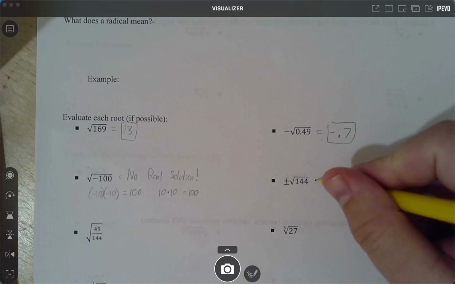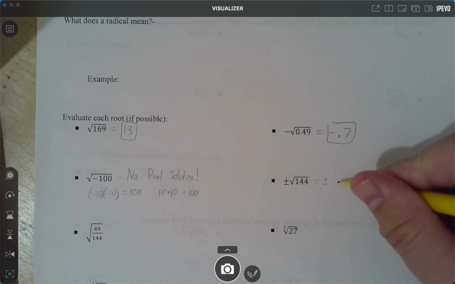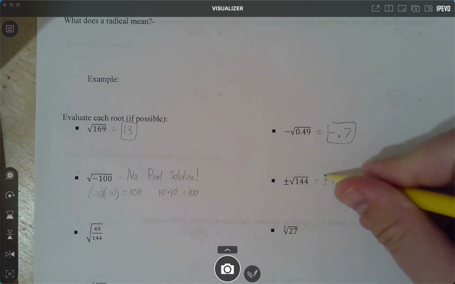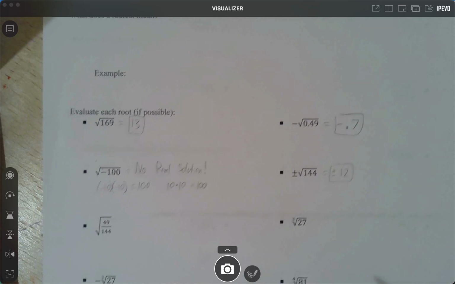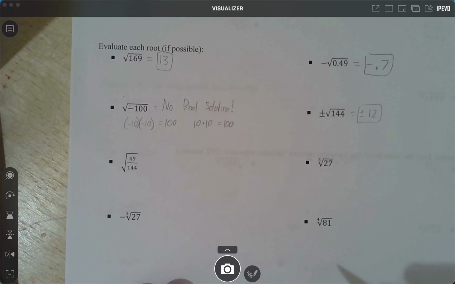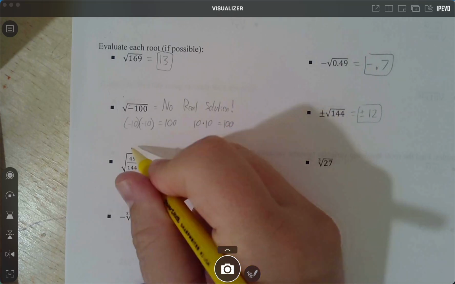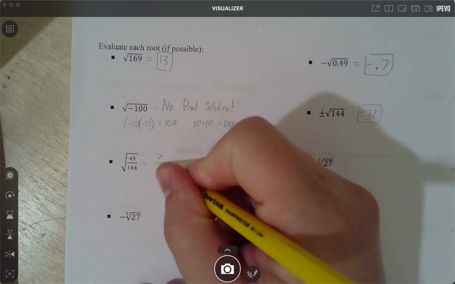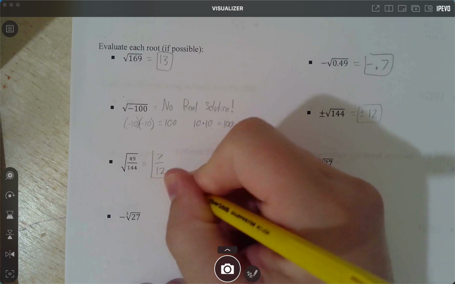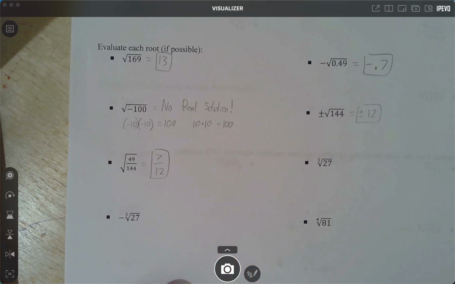Alright, let's keep going. This one, same idea. Copy the symbols on the outside. Plus or minus 12. Next one, we've got fractions. Now this one, although you could do it with your calculator, it might spit out a decimal. What you should more so notice is that, hey, why don't I root the top, which is 7, why don't I root the bottom, which is 12, and put them back over each other, because that's where they came from.